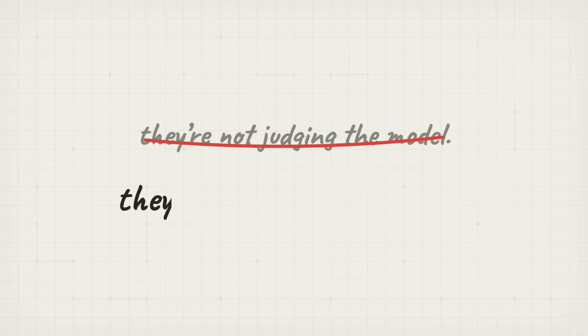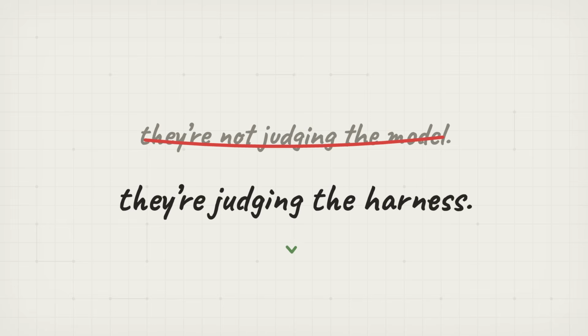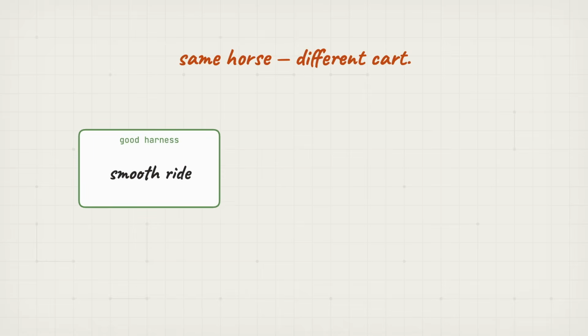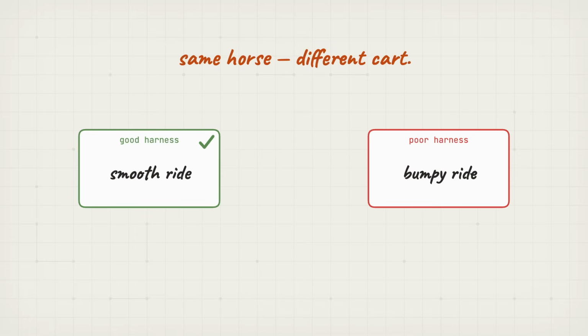The answer is that they are not really judging the model at all. They are judging the harness that is wrapped around it. It is the same horse but with a different cart. One cart is built really well and the other one is built poorly. So, obviously, the ride is going to feel completely different.